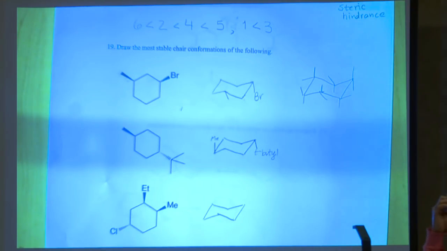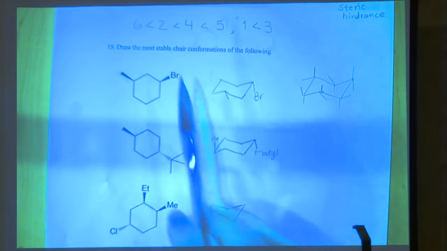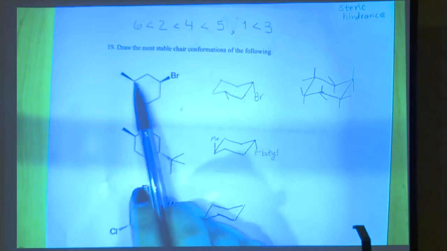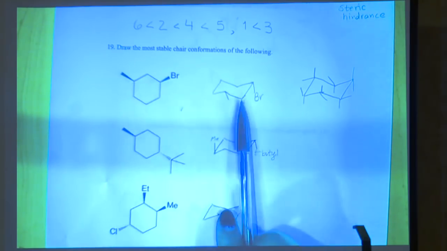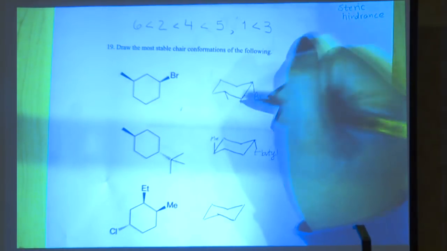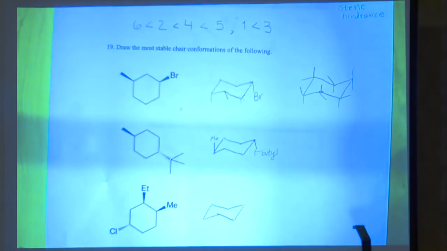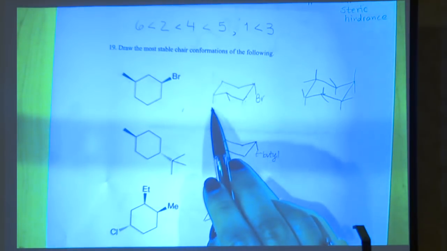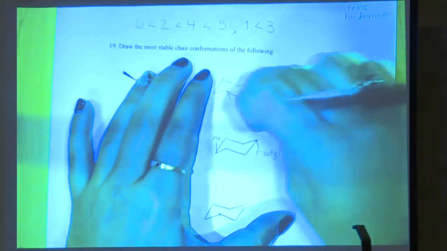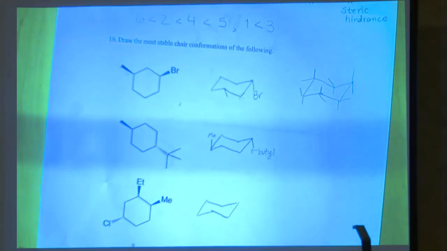I thought you just said that the wedge and the dash only tells the difference between whether it's pointing up or down, not if it's equatorial or axial. Between each other, yes. But it doesn't tell you, you're the one that picks whether it's equatorial or axial. We could have also drawn this one as down here and then down here. It could have been BR and then methyl. Exactly. That's still a chair conformation of that, but it wouldn't be the most stable one.